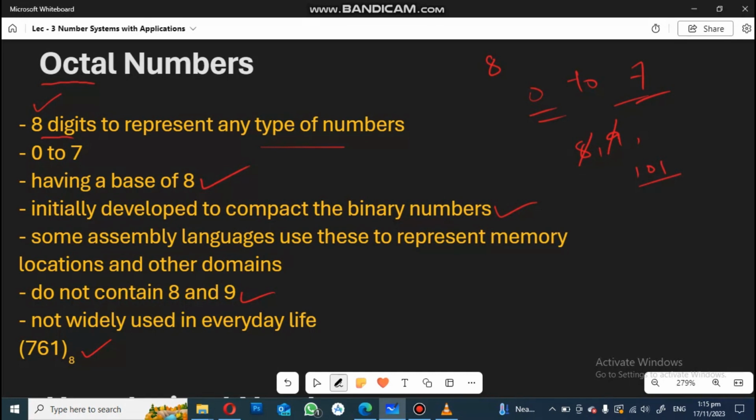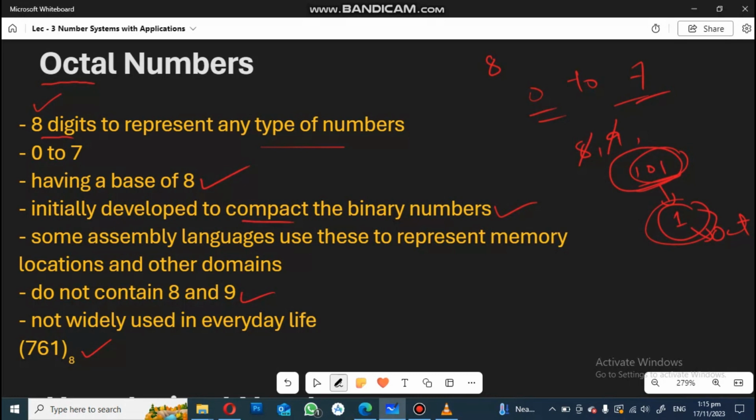So to create a group of three binary digits and represent them using one number, we can use this octal number system. The basic purpose of developing octal number systems was to compact these binary numbers so that we can use them properly. An octal number is one number that can represent three binary digits, or three bits.